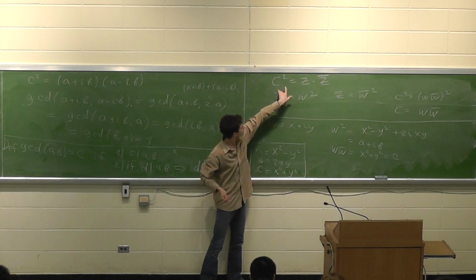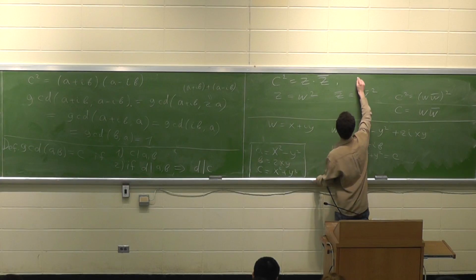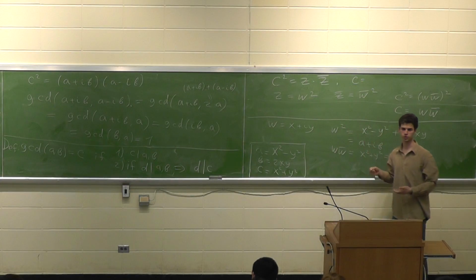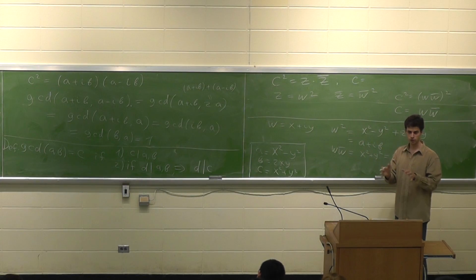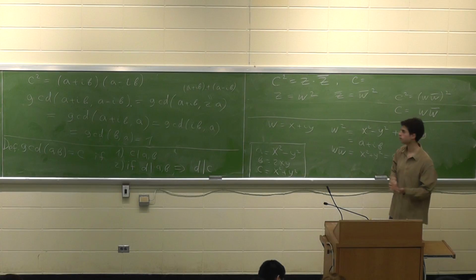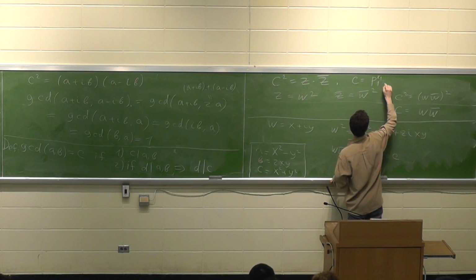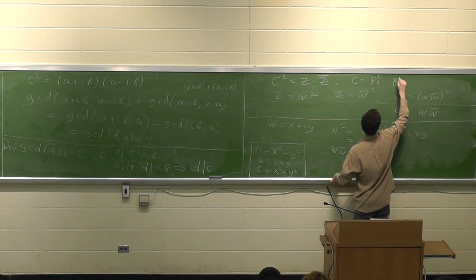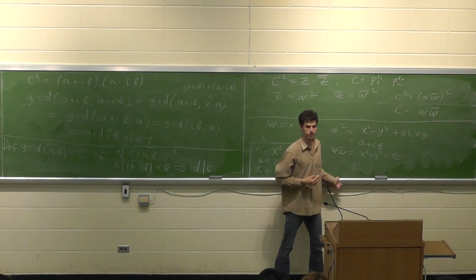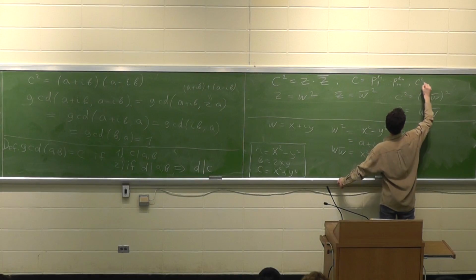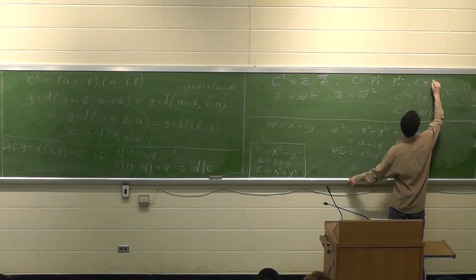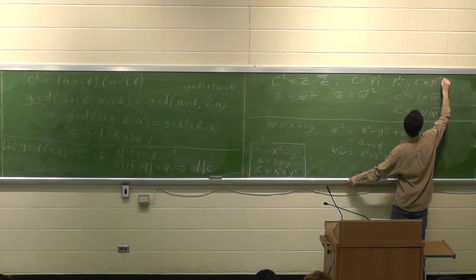Yes. So here, if you know that C is a product of some Gaussian integers which are not further reducible, you have such a factorization. Q1 to some power times Qn to some power. Then you know that C squared is a product of primes with even powers.